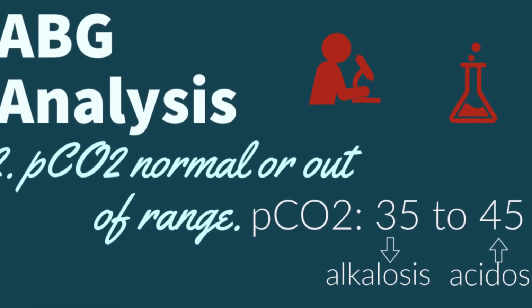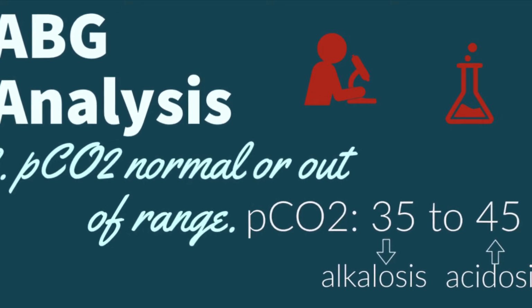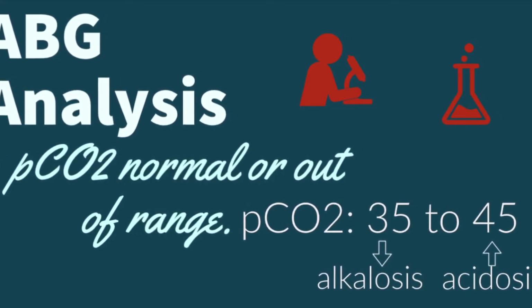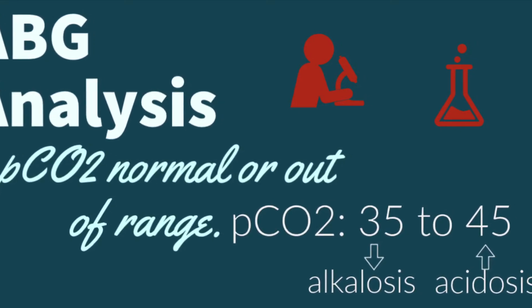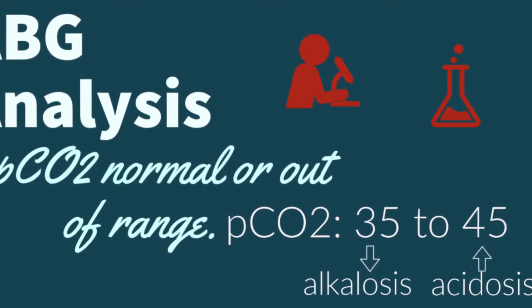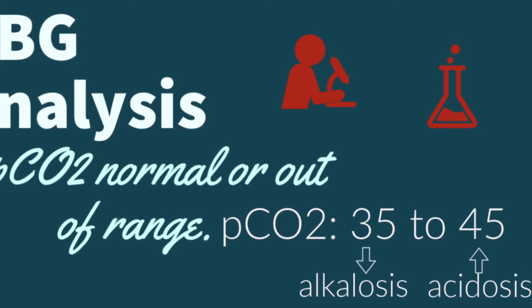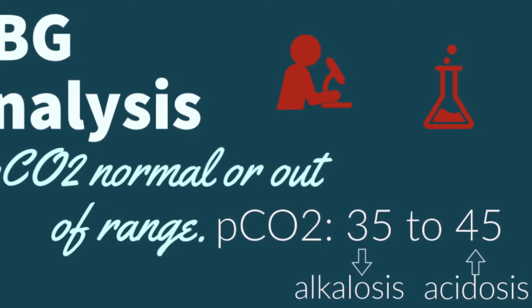Then we will check whether the PCO2 level is normal or out of range. PCO2 level is 35 to 45. If the level decreases below 35, it is alkalosis, and if the level increases above 45, it is acidosis.